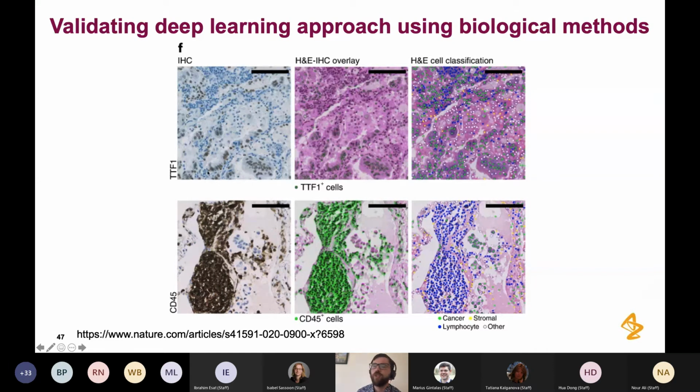You train algorithms to detect different types of cells, but then you can take the tissue and stain it with IHC staining, which highlights particular types of cells. Using these chemical annotations, which provide some biological ground truth, you can validate your algorithm, which was trained only on, for example, H&E images. So it's also an active field of research.